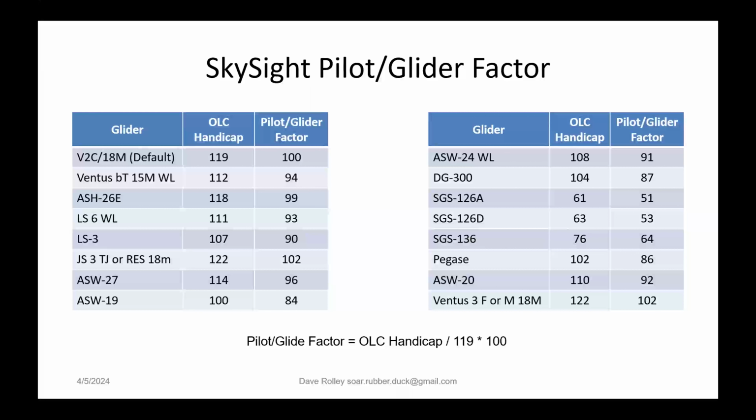So go to the OLC web page and then go to rules. And then in the table of rules, all the way down at the bottom, it's got airplane notes or airplane something. I don't remember the true term, but that's a PDF file with the handicaps listed for all of the aircraft that they have the handicap for in the OLC system.